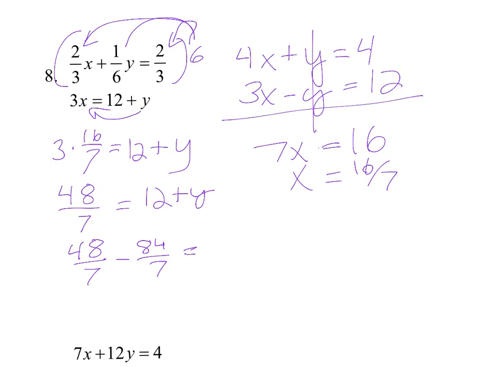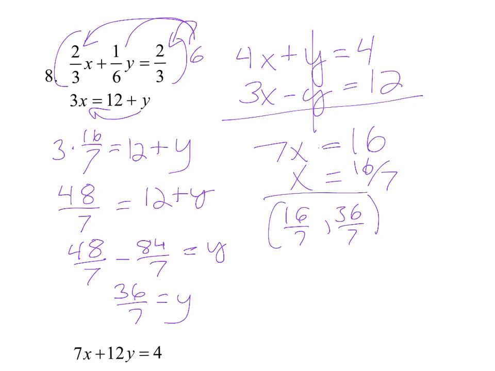Okay. 48 minus 84. Okay, minus 50 would be 34. And add 2, 36. So I've got 36 over 7 equals y. That's just not pretty. Okay, so that means my answer is 16 over 7, comma 36 over 7. All right, we are definitely going to check that one out.